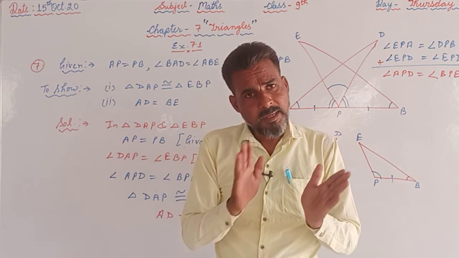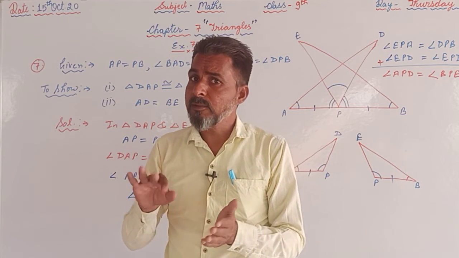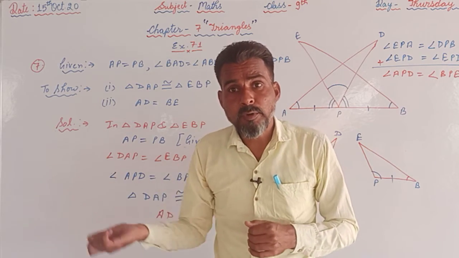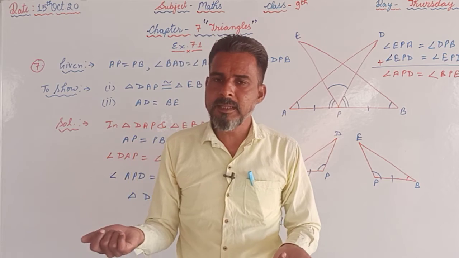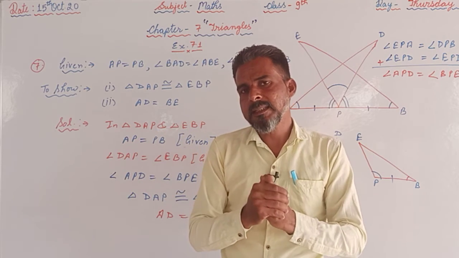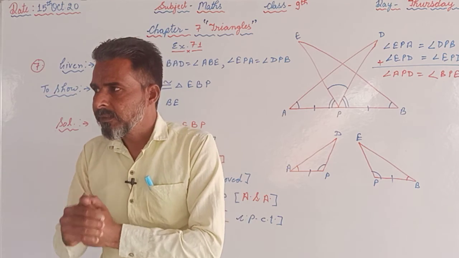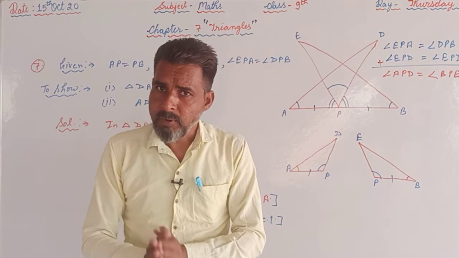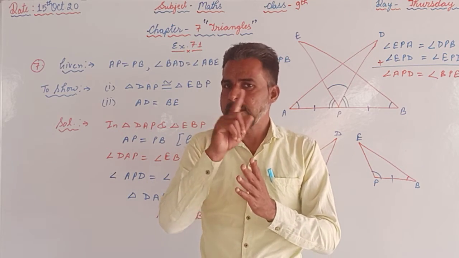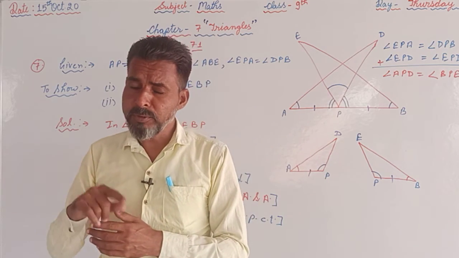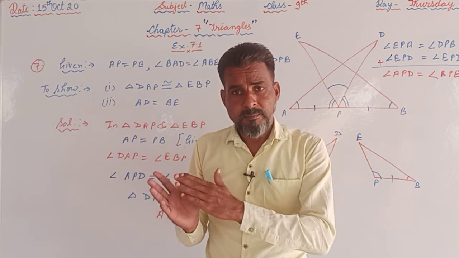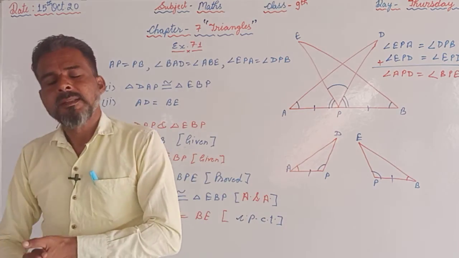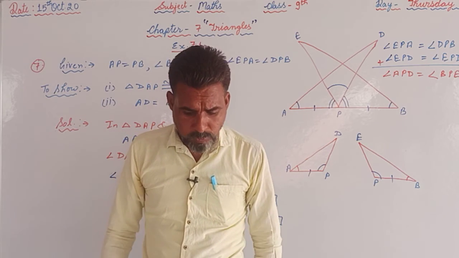And the fourth one, angle angle side. If 2 angles of a triangle are equal to the corresponding angles of the other triangle and a non-included side is equal, unlike the previous one where the included side was there, then we can say the triangles are congruent by angle angle side. And the last one is RHS, that is mainly for right angled triangles. If two right angled triangles are there, R means right angle, H means hypotenuse. The side opposite to the 90-degree angle should be equal, and any one of the remaining two sides is also equal, then we can say the triangles are congruent by RHS.